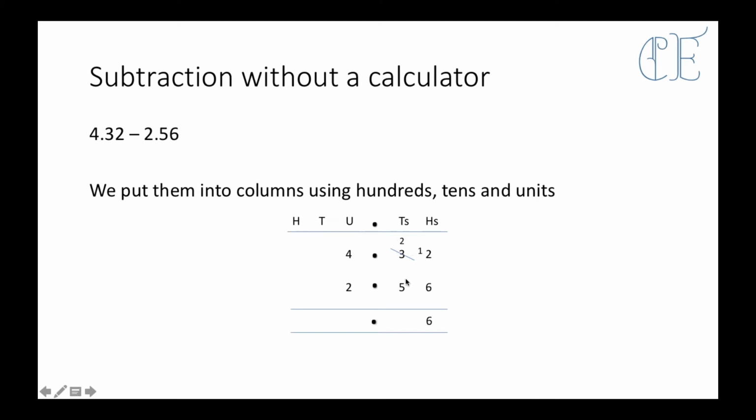And now we have 2 take away 5. Again, we can't do 2 take away 5. So we're going to borrow from the next column. Don't worry about the decimal point being there, you're still allowed to do this. So that now becomes a 3. And then the 1 moves over to make this a 12. 12 take away 5 is 7. And then the last bit is 3 take away 2, which is 1. So our answer is 1.76.